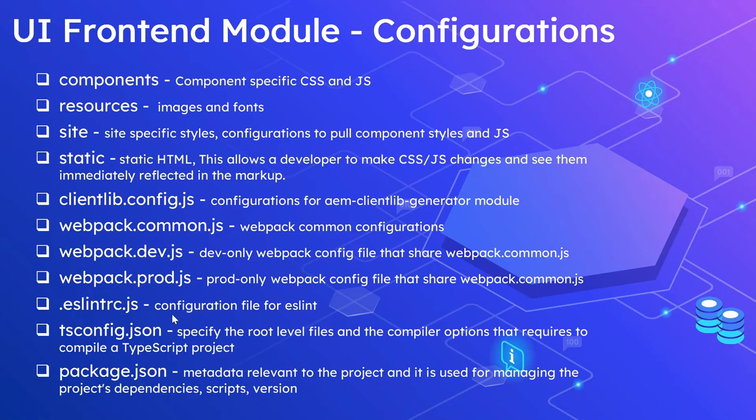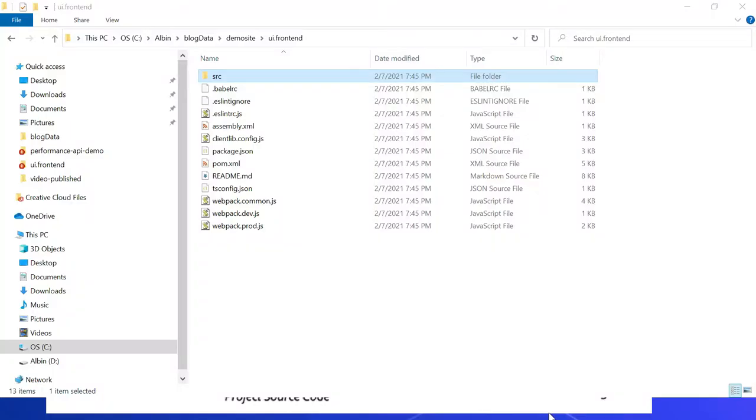Then eslint configuration file. Then tsconfig.json, this specifies the root level files for the TypeScript project and also the configurations required to compile the TypeScript project. Package.json, this defines the project dependencies and the required scripts. Let us quickly review the files.